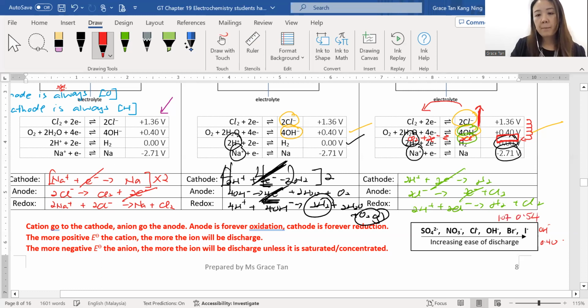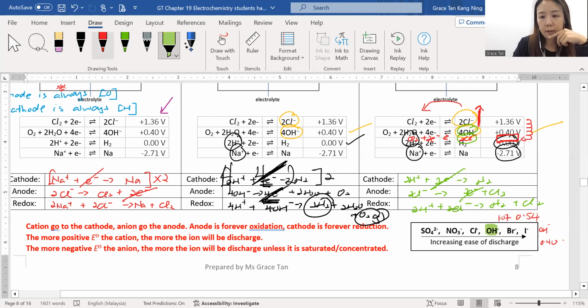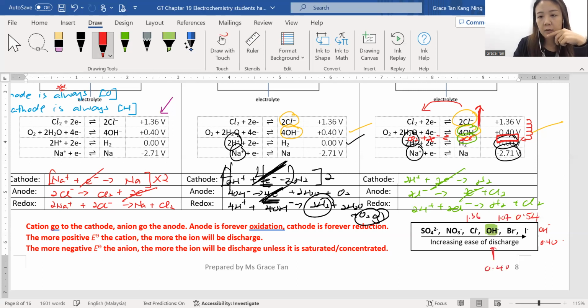Now, you can see that the increasing ease of discharge is moving from a more positive number to a less positive number. That's why you see 1.07 for bromide, 0.54 for iodide. Now, hydroxide being 0.40 should be at the last. But what you realize is that hydroxide, according to your textbook, is actually inserted in the middle here, which is unusual. Why? Because if you look at chlorine, which happens to be 1.36, and you start inserting a 0.40 E value here, which is not correct according to the number.